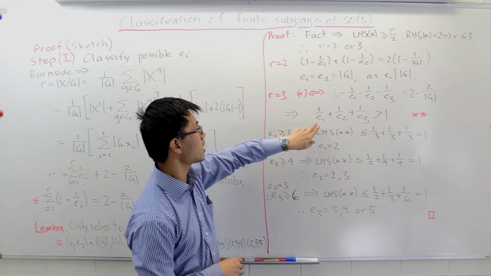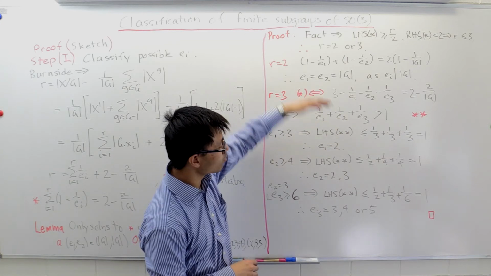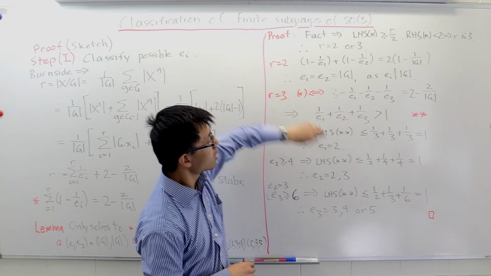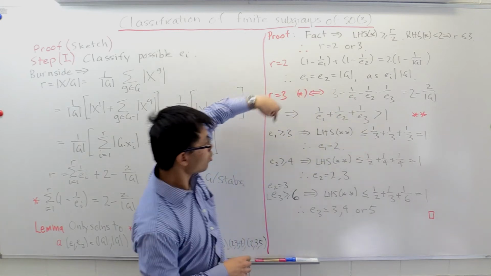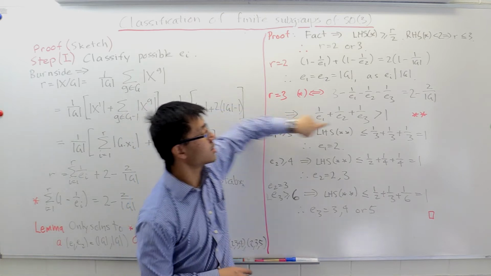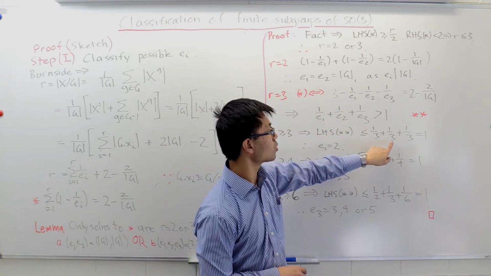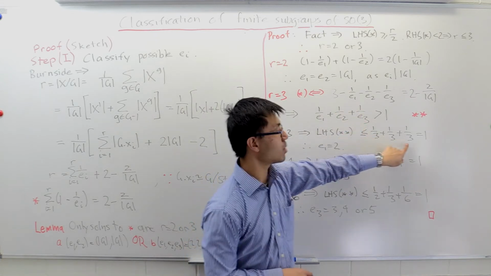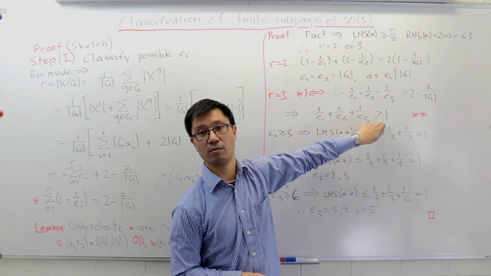Okay, if this E1 was 4, it would be a quarter, which is smaller, and if it was 5, it's a fifth, which is even smaller, and it goes towards 0. So the biggest it can be is a third. Now E2 is also at least E1, because these are in ascending order, so E2 is at least 3, so that this term is at most 1/3, and the last one similarly is at most 1/3, so the sum of these 3 is at most 1, which isn't big enough.